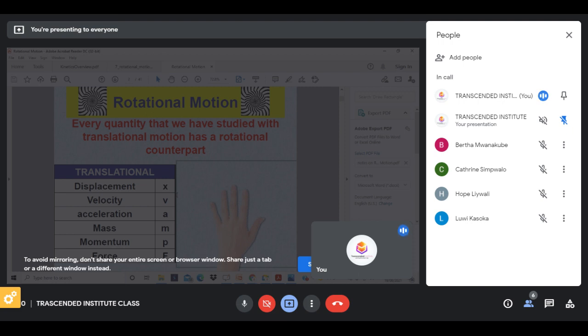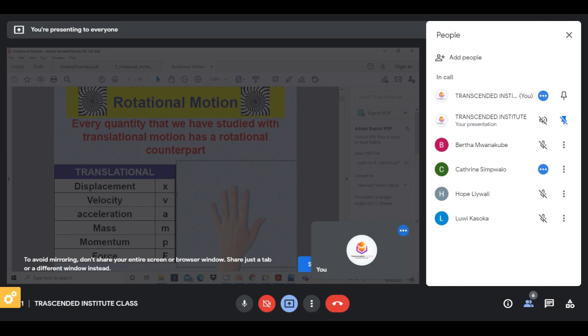How about velocity? What do we call it under rotational motion? Denoted by omega. Okay, you're right. Then acceleration. What is it called? Alpha. Angular acceleration, denoted by alpha.